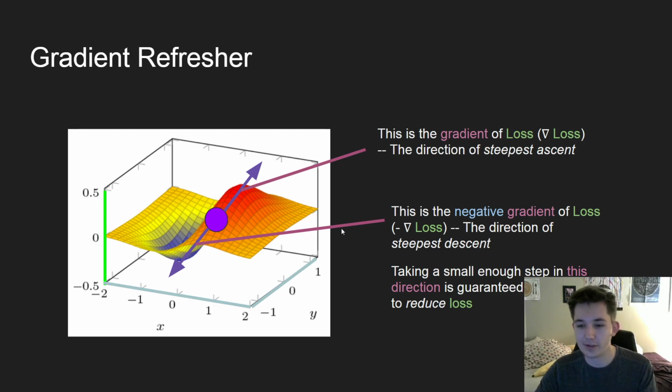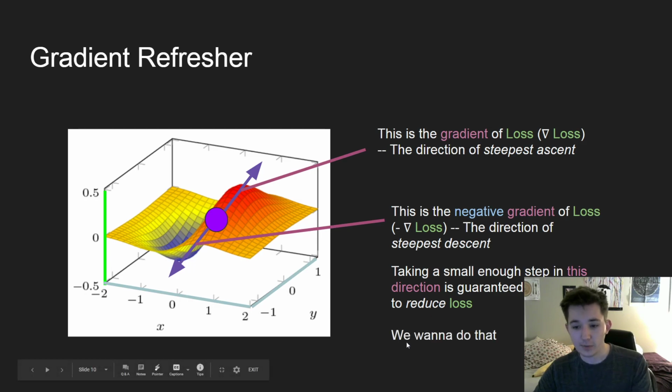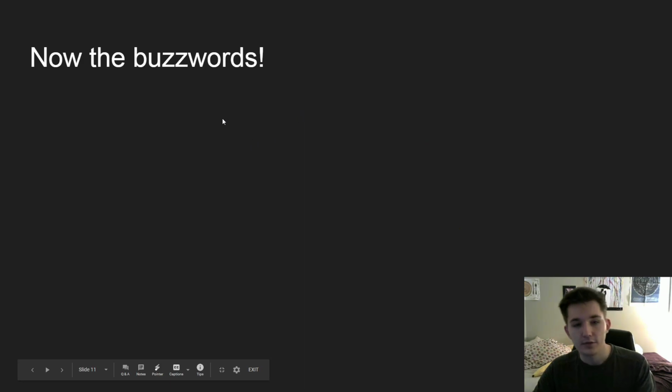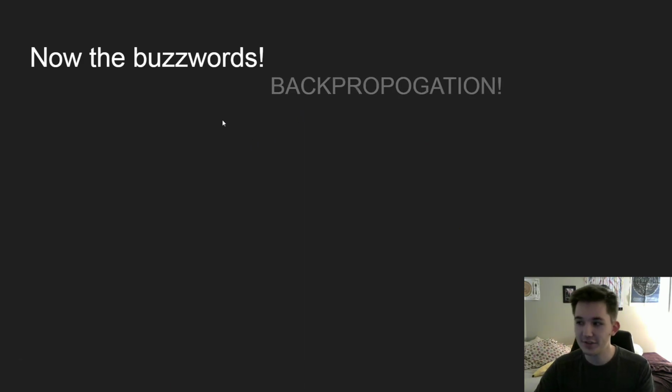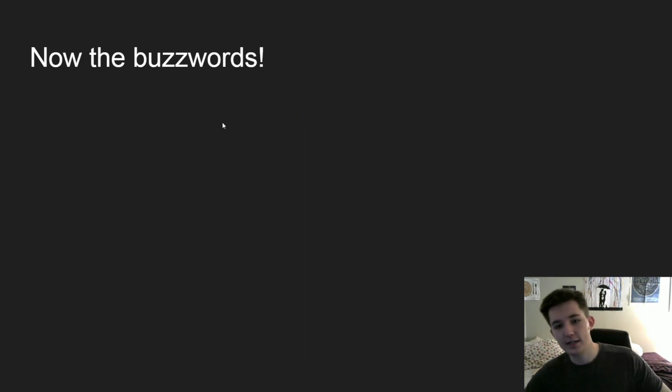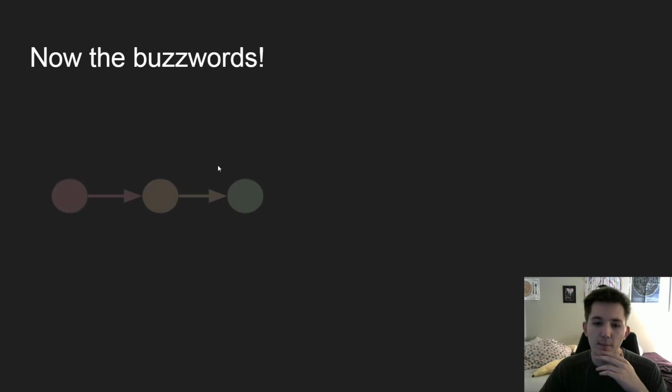So definitely remember this. All right, so we definitely want to do that. Let's try to figure out how to do that. So we get to talk about some of the buzzwords now, which is nice. We got backpropagation, gradient descent, lots of fun stuff. But what we want to look at is, let's just take a very small neural network now. Let's take a 3-node neural network, just input, hidden, output.